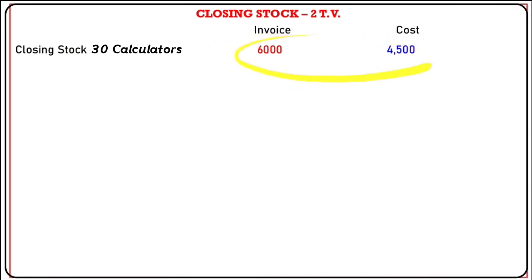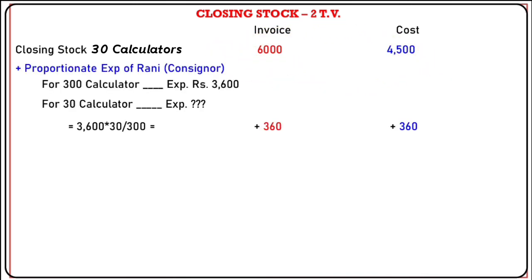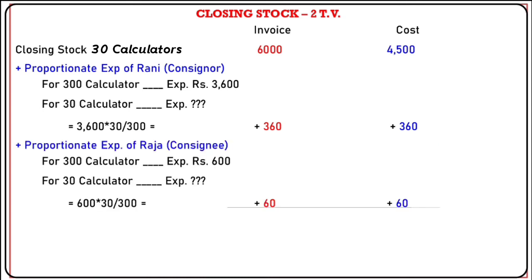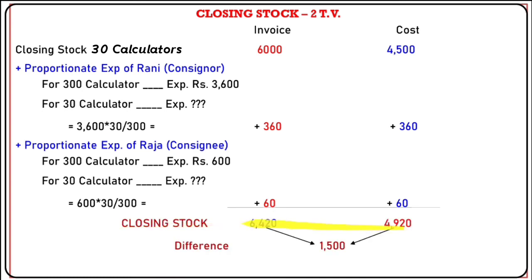Let's calculate closing stock. Invoice 6,000 and 4,500. Proportionate expenses 300 calculator માટે 3,600. તો 30 કેલ્ક્યુલેટર માટે એક્સપેન્સ કેટલા? 360. Proportionate expenses of consignee 300 કેલ્ક્યુલેટર માટે 600. તો 30 કેલ્ક્યુલેટર માટે કેટલા? 60. Now closing stock 6,420, that is invoice price credited to consignment account. Difference 1,500, that is debited to consignment account.